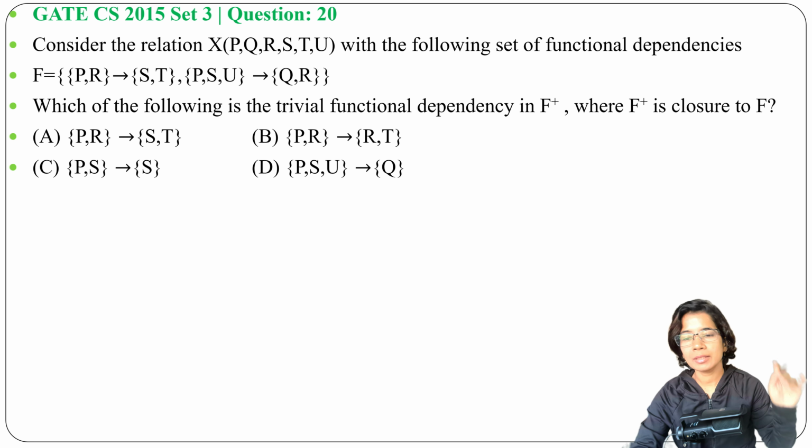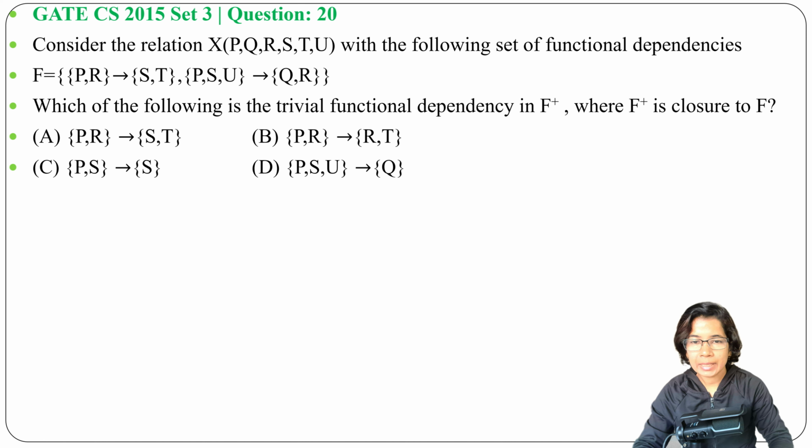Hey everyone, let's solve one previous question of dependencies. This question was asked in GATE CS 2015 set 3 question number 20. Consider the relation X containing P, Q, R, S, T, U with the following set of functional dependencies. These are the functional dependencies. Which of the following is a trivial functional dependency in F positive closure, where F positive closure is the closure of F, and 4 options are given.